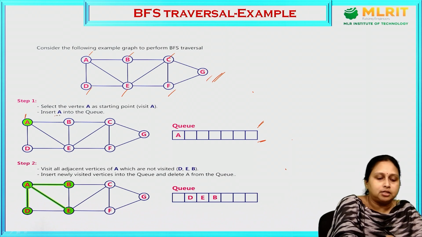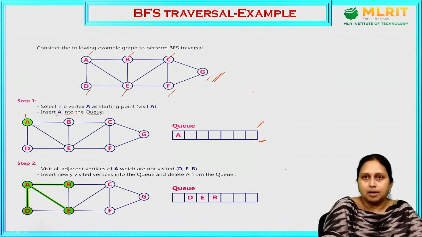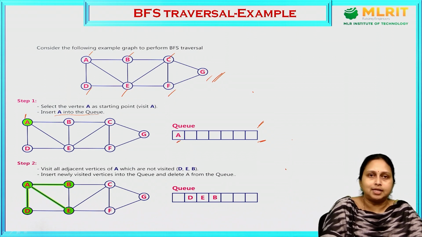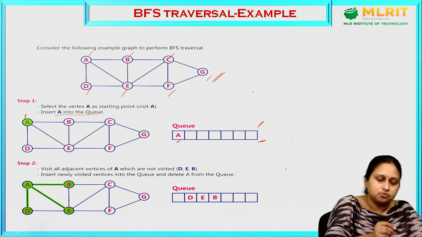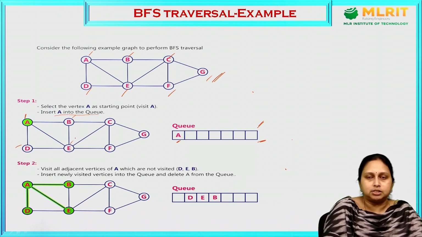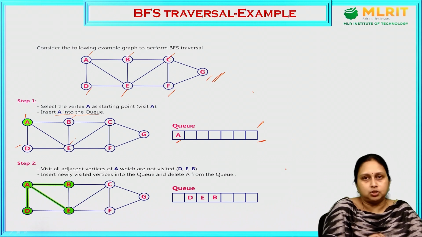Now, insert A into the queue. Whatever vertex I start with has to be placed into the queue. This one I have placed. Now, in the second step, what are all the adjacent vertices for A? Check once. What are the adjacent vertices you have? B, D and E. These are all the adjacent vertices we have. All these adjacent vertices we need to place into the queue.